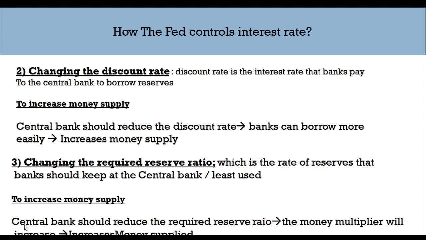So if you want to talk about it in another way, the required reserve ratio. When the required reserve ratio for commercial banks is really high, then they should keep a lot of the customers' deposits aside. Then there will not be enough money to give loans or to make profits. So that's why the increase of the required reserve ratio will decrease the money supply.